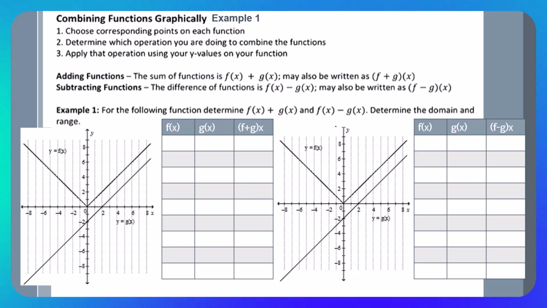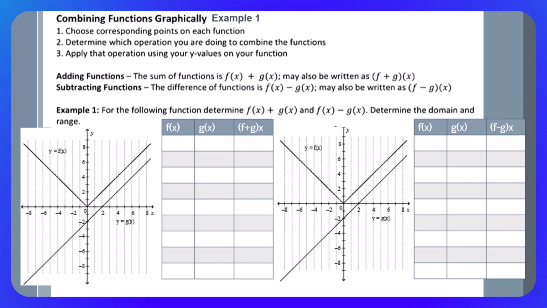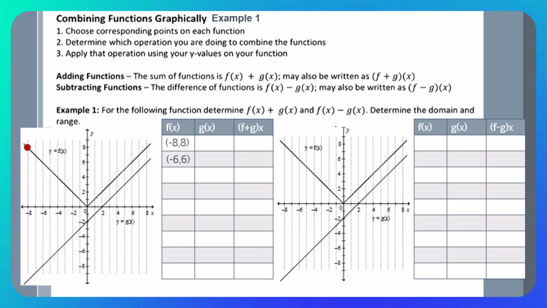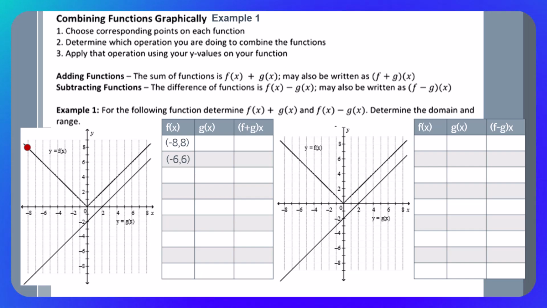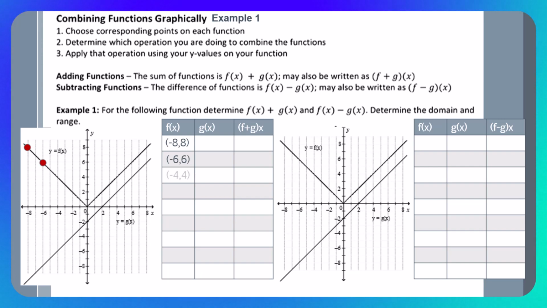So I'm going to start with the absolute value function, and I'm going to choose values in the second quadrant and in the first quadrant. So I'm going to start on the left, and I'm going to pick negative 8, 8. Plot that point, and then I'll pick negative 6, 6. You can pick whatever points you want, but I want enough points in both quadrants and also at the origin where I can evaluate. And I don't want them to be difficult, so pick whole numbers.